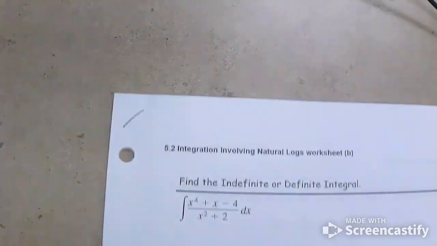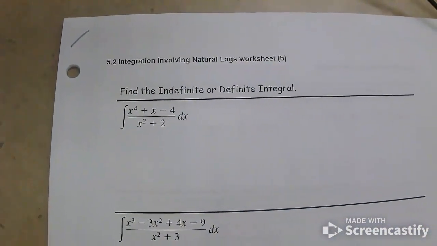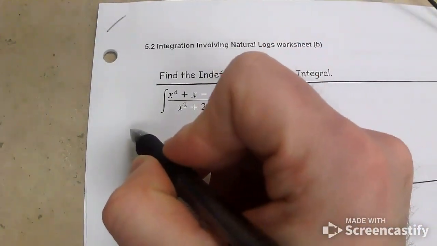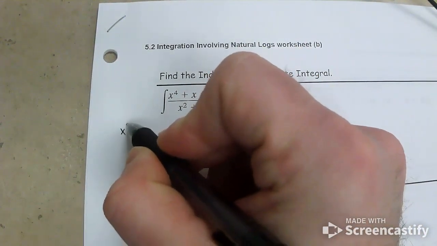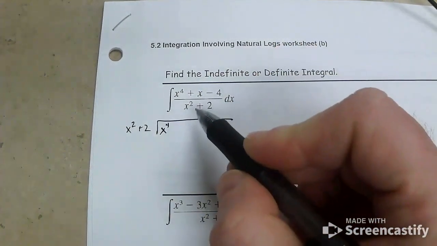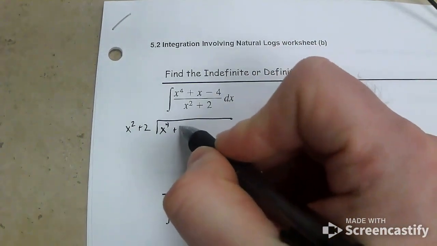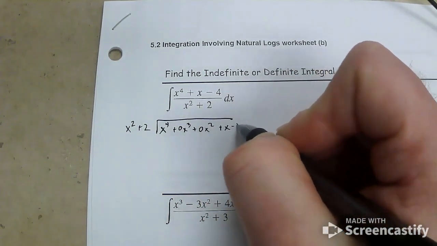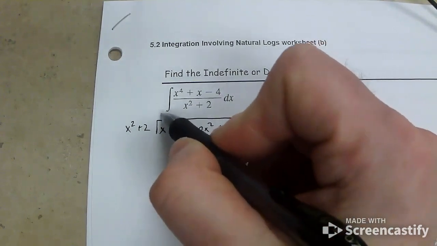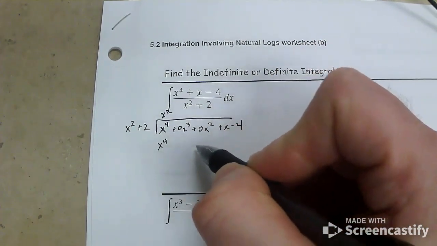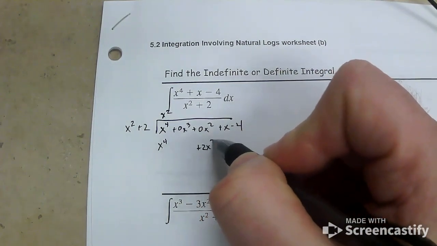Okay. Second page. Same scenario here. We're going to let x squared plus 2 be on the outside, and then x to the fourth. And then we got quite a few that we have to plug in. So 0x cubed plus 0x squared plus x minus 4. So x squared times x squared gets me x to the fourth. And so then this is going to be plus 2x squared.